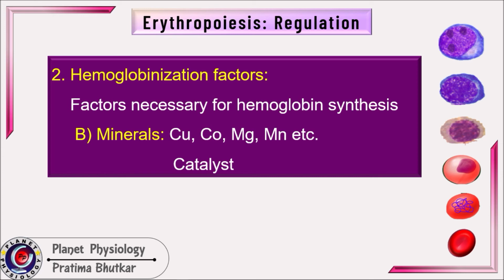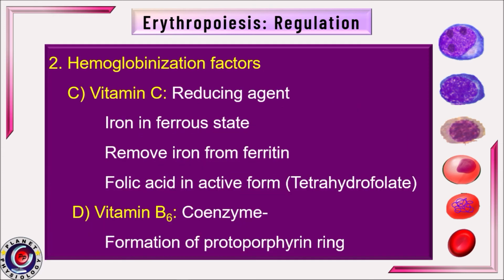Vitamin C acts as a reducing agent and it helps in keeping iron in the ferrous state. It also helps to remove iron from ferritin, which can be made available to the developing RBCs, and it is also necessary for keeping folic acid in its active form, that is the tetrahydrofolate form. The last hemoglobinization factor is vitamin B6. It is a coenzyme necessary for formation of the protoporphyrin ring.